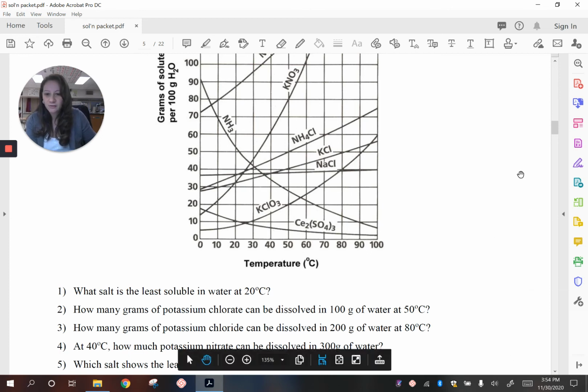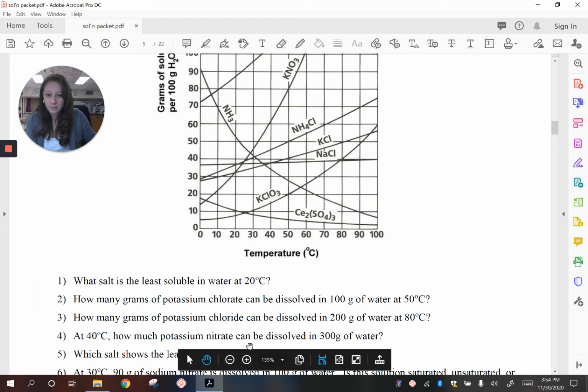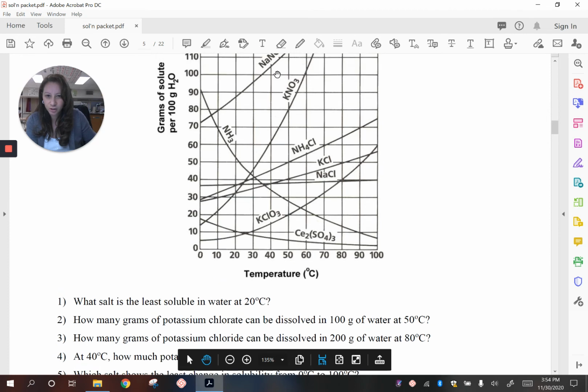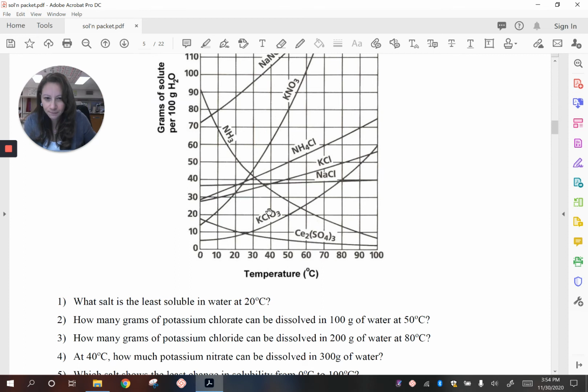Number 4 says, at 40 Celsius, how much potassium nitrate can be dissolved in 300 grams? So we're going to go to 40 Celsius, to potassium nitrate, which is this right here. So at 40 Celsius, which is right there, it looks like I can dissolve maybe 105 or so grams in 100 grams of water. The question's asking about 300 grams of water, so 3 times that would be, what, 315 grams.